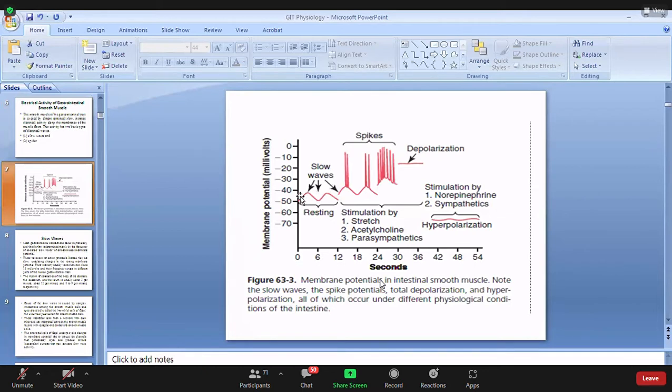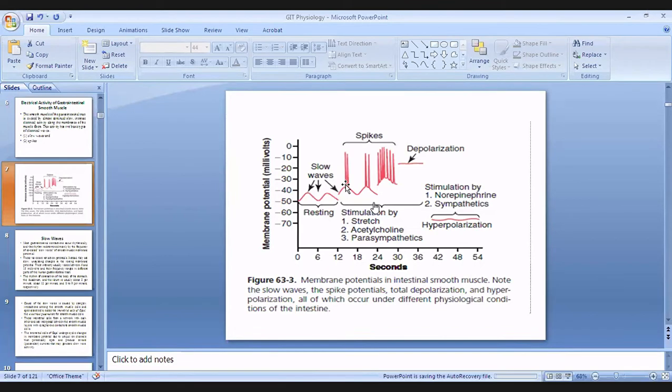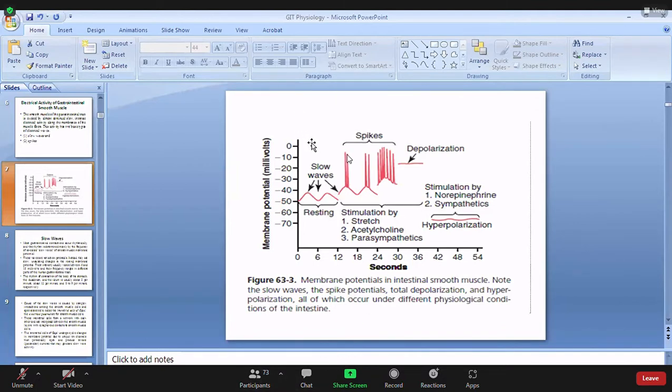What is the resting membrane potential of the smooth muscle of GI tract? বলো কি বুঝো? Figure, from the figure, let me know. What do you understand about the resting membrane potential of the smooth muscle of GI tract? 50 millivolt. Minus 50 to minus 60. আমরা average বলি কত? Minus 56 millivolt. এটা হচ্ছে this is the resting membrane potential.